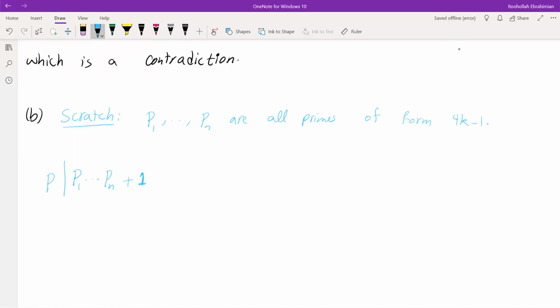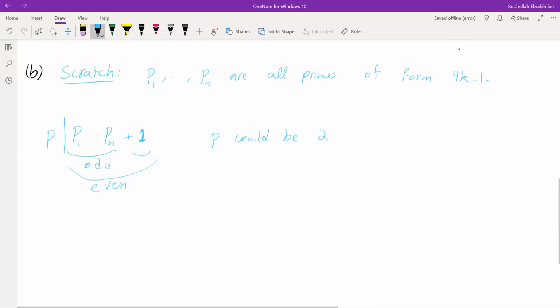Potentially. Could it be 2? Potentially, because these are all odd, and then you add 1, so that becomes even. So P could be 2. So let's find a way to avoid 2. If I want to avoid 2, I would have to make this expression here, the highlighted expression, odd.